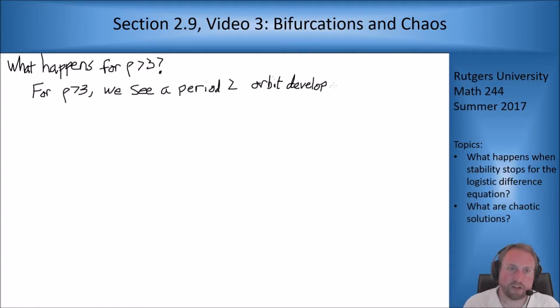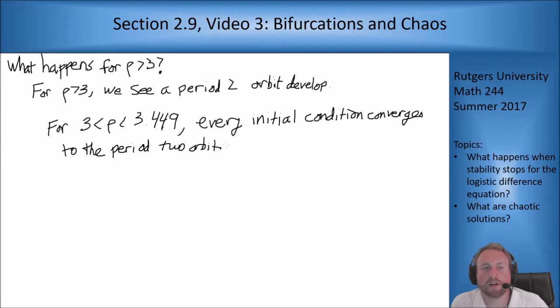It doesn't converge to the one equilibrium point. It splits away from that, and there are two values, one on either side. It just keeps bouncing back and forth between those two points. If we're anywhere between 3 and about 3.449, this happens. As long as rho isn't too big, between 3 and 3.449, give or take, any initial condition I start with will eventually converge to that period 2 orbit, bouncing back and forth between those two values.